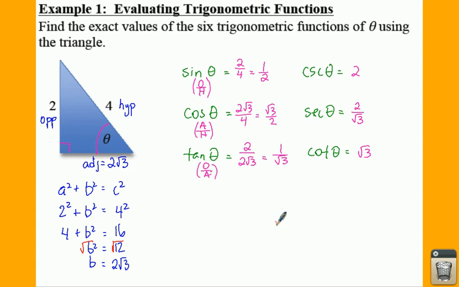So to summarize this example 1, what you need to do is use the Pythagorean theorem to find your third side. And once you do that, you use SOHCAHTOA to find your 3 main trig functions, and then you just find the reciprocals for their inverse functions.